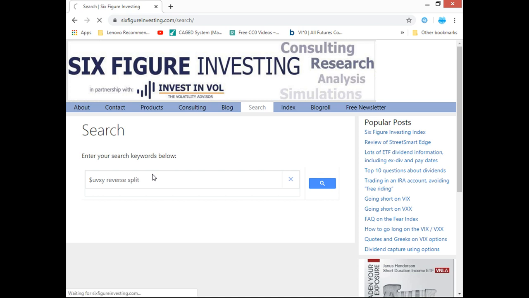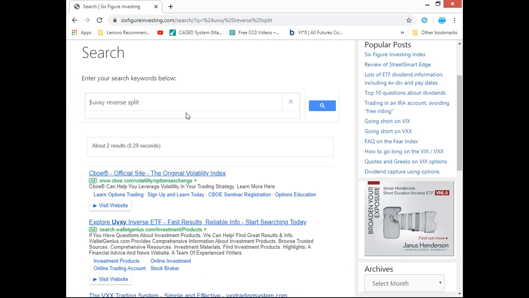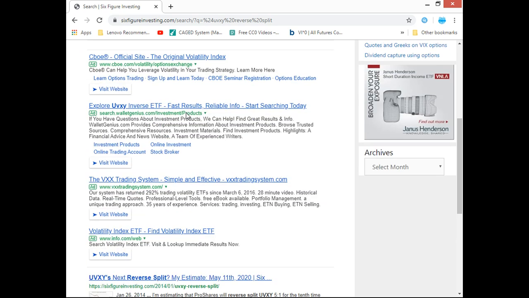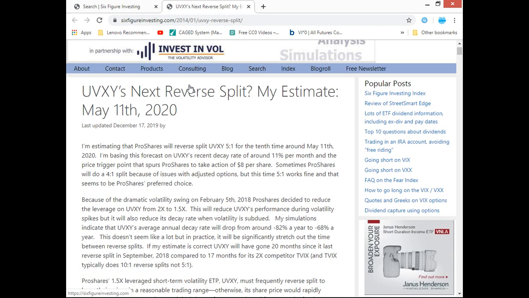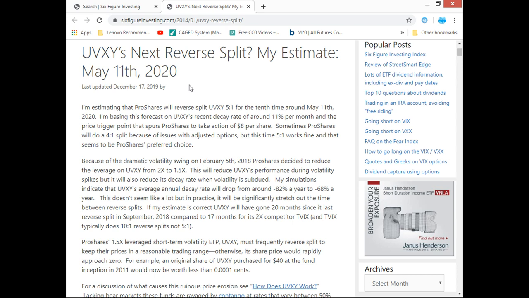I think they're estimating it should be like March or something like that. Here we go, he's got it estimated as May 11th. So this is what Vance says: I'm estimating ProShares will reverse split UVXY 5-for-1 for the 10th time around May 11th. I'm basing this forecast on UVXY's recent decay rate of around 11% per month.